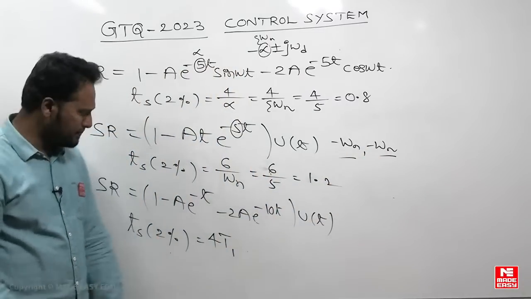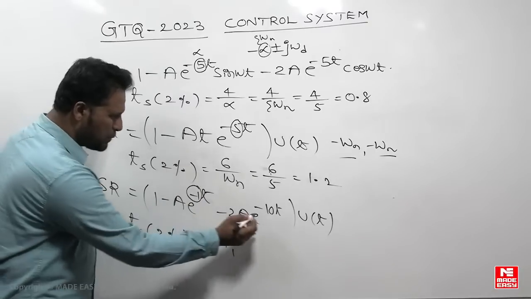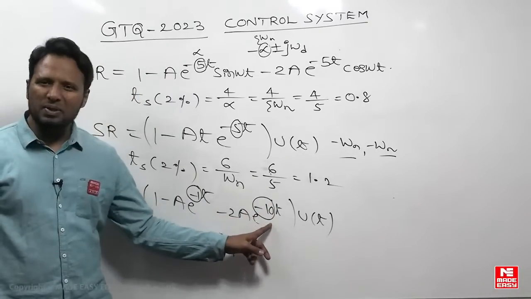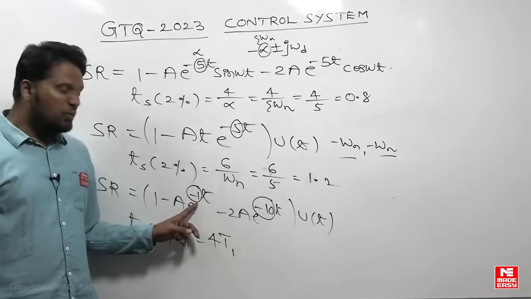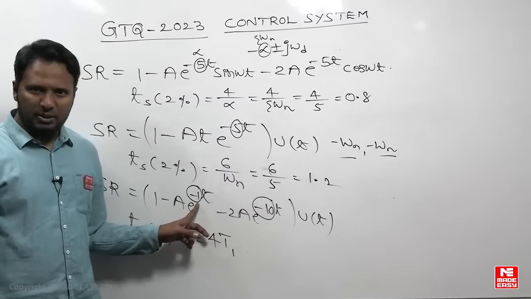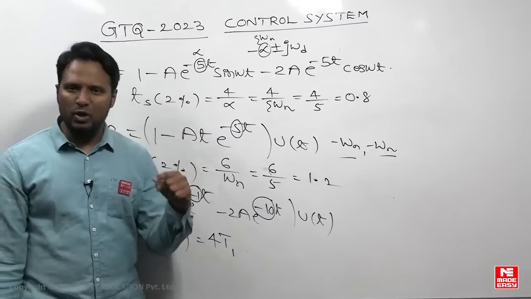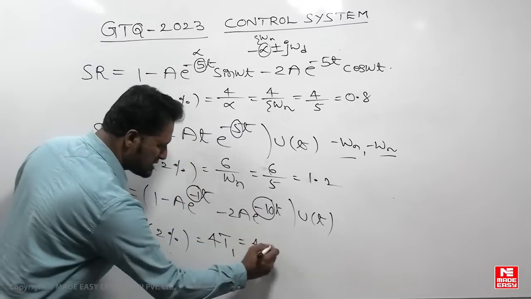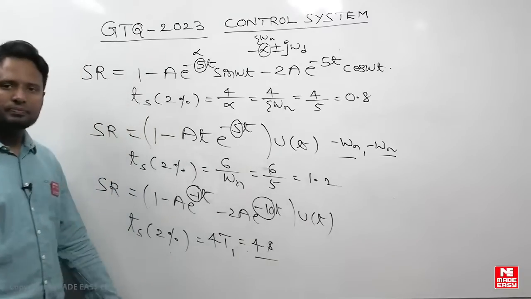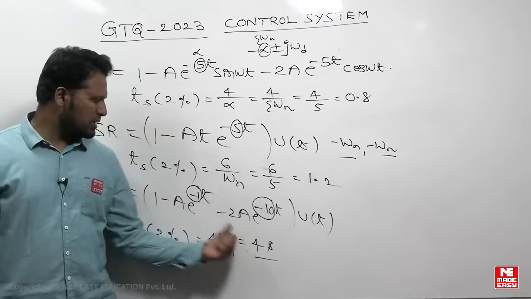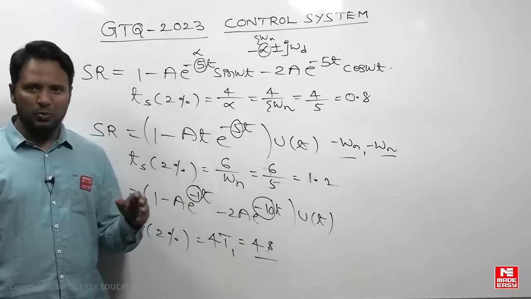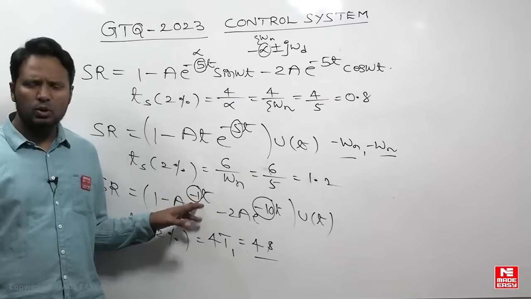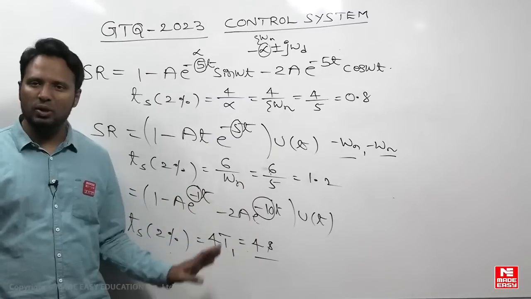Sir, how to find the pole? This exponent is one pole, this exponent is another pole. These are the two poles of the overdamped system, and the pole which is close to the origin is dominant, and we take the time constant from the dominant pole. So what will be T1? The reciprocal of this. The reciprocal of the pole is the time constant, right? The reciprocal of the dominant pole. So the reciprocal of one is 1, so this comes to 4 seconds.